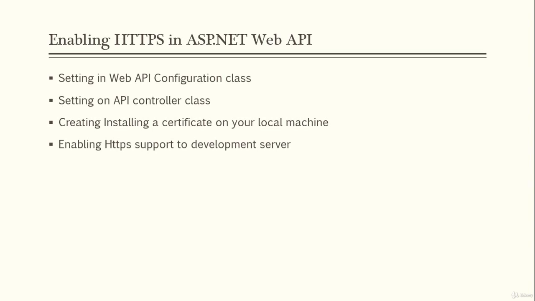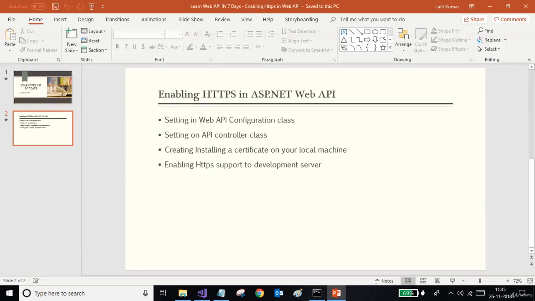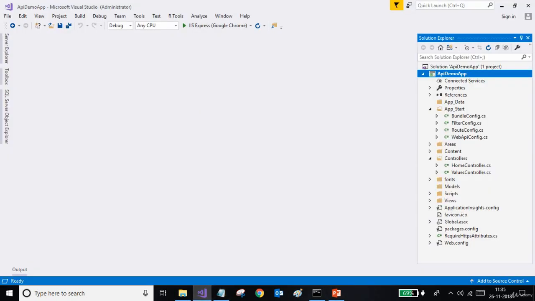We can do that for IIS also if you are using IIS, but here in this video we will be using IIS Express, which is our development server, so we will be enabling HTTPS for that. Now let's go to Visual Studio and see all these things in action.